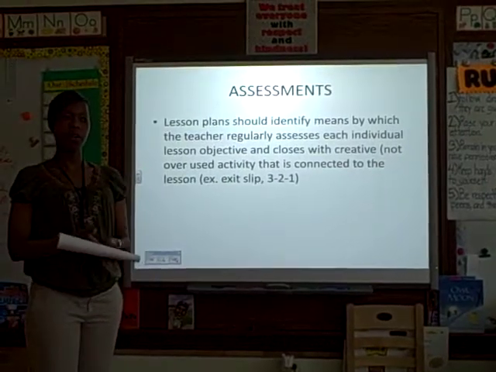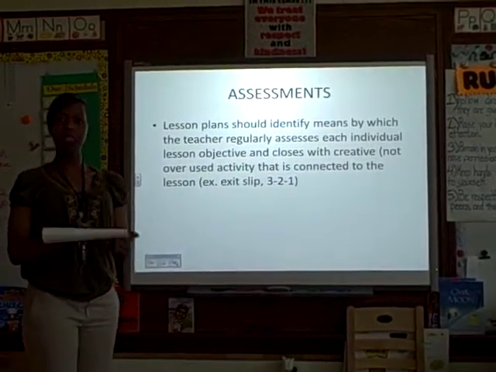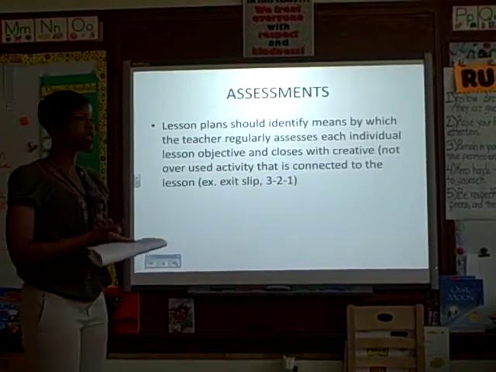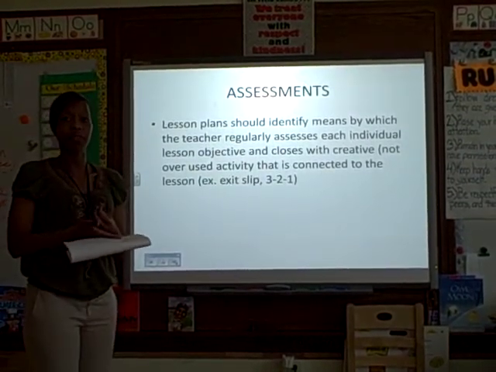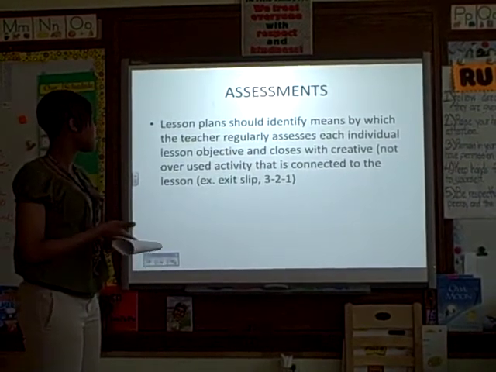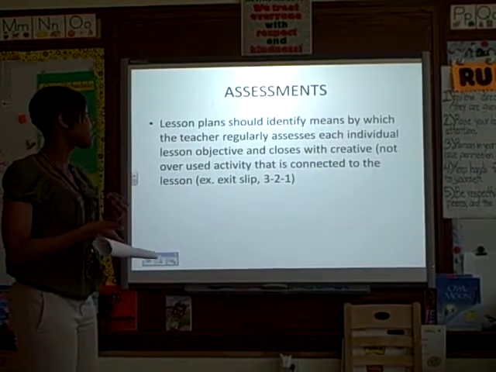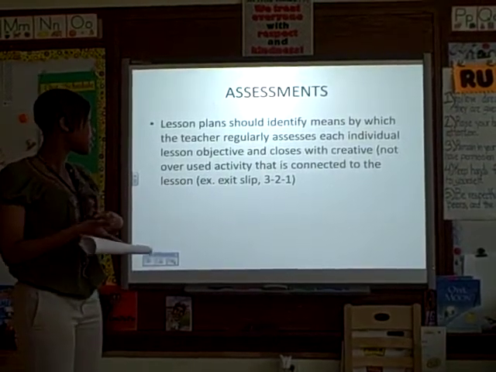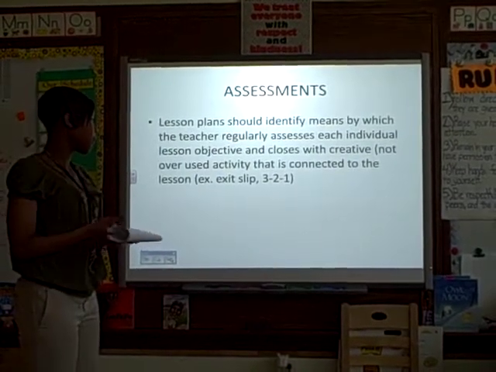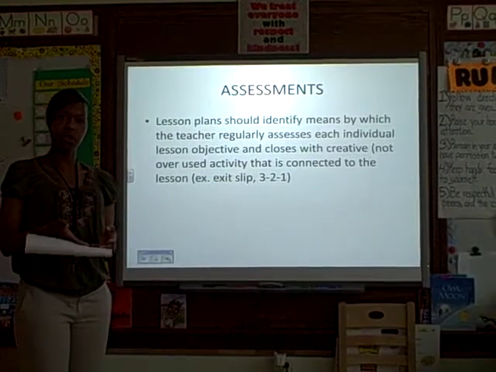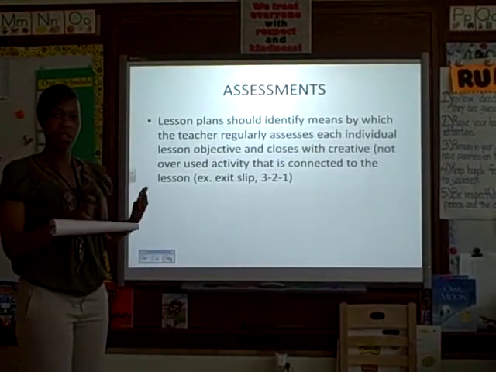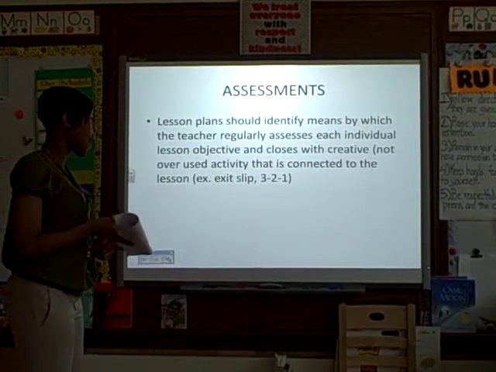As we spoke about earlier with the objective and within your lessons, there must be some kind of assessment to see if students have mastered your goals, this goal that you intend for them to learn. So your assessments in your lesson plan should identify means by which a teacher regularly assesses each individual lesson objective and closes with a creative but not overused activity. For example, an exit slip or the 3-2-1: 3 things that I learned, 2 new things that I learned, and 1 question I have.